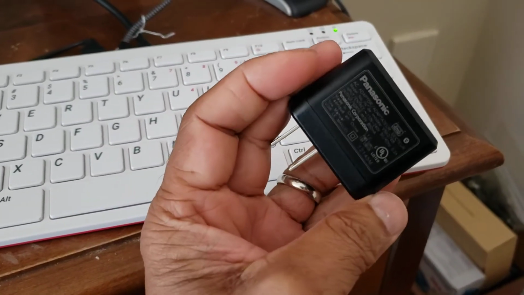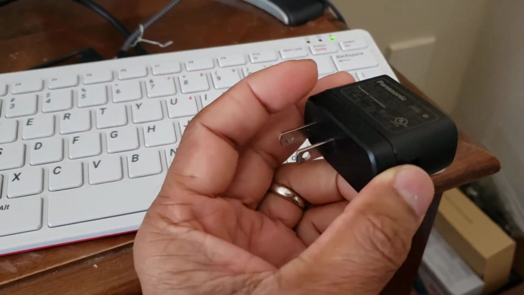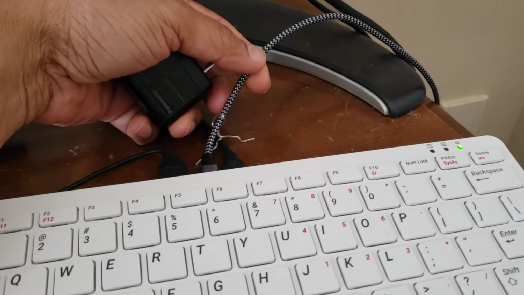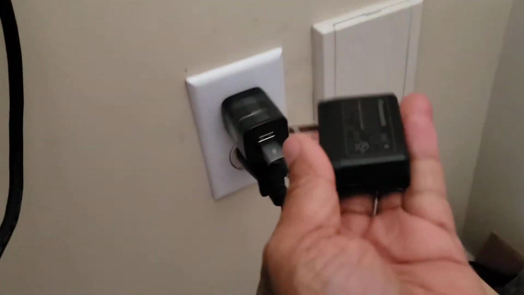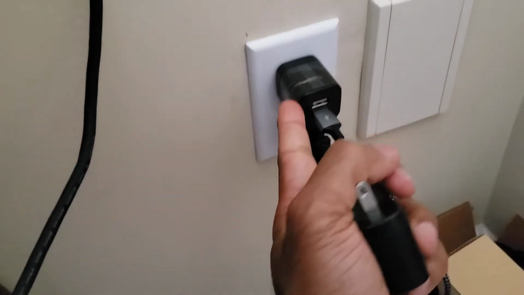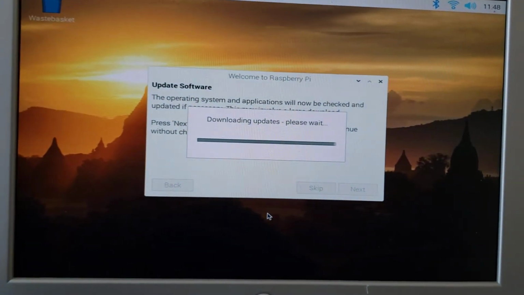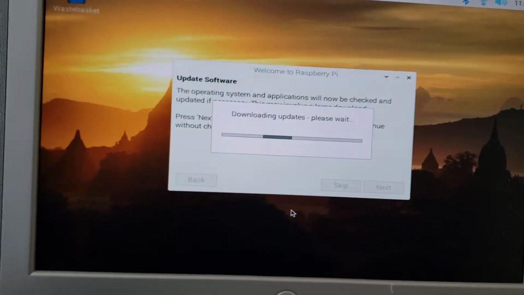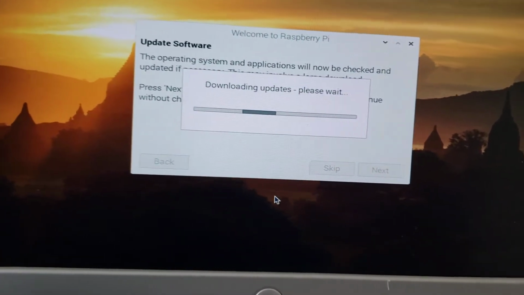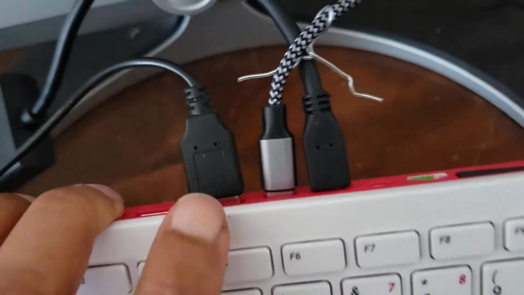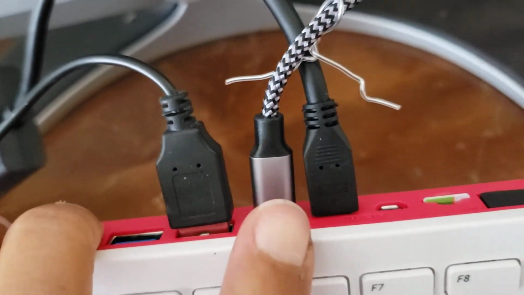After some research on the internet, they said it was probably a power issue. So I decided to change the cable first of all to one of these braided cables, and that didn't solve the problem. So what I did next was I changed the power supply to a spare one that I had, which seems to offer more power. As soon as I did that, it started to load and it seems to be working now.